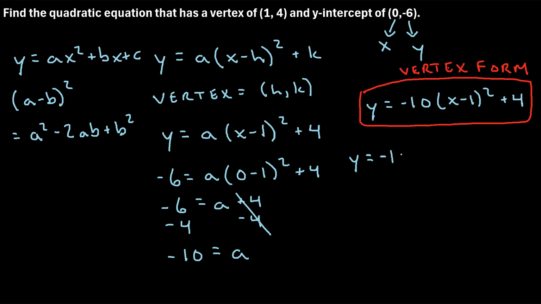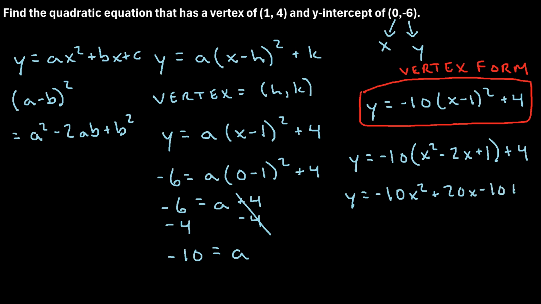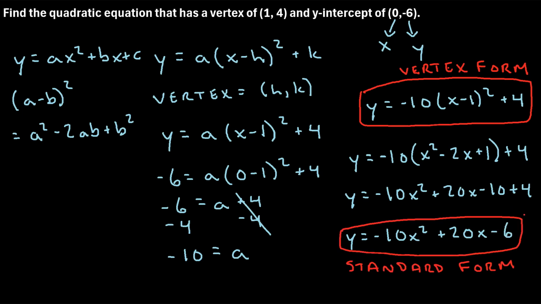y is equal to -10 times (x squared minus 2x plus 1), since -1 squared would be 1. And then we have this plus 4 at the end. So if we distribute this -10 into the parentheses, we get y is equal to -10x squared plus 20x minus 10, and then we still have this plus 4 at the end. So our final answer in standard form would be y is equal to -10x squared plus 20x, -10 plus 4 is -6. So either one of these answers would be considered correct.